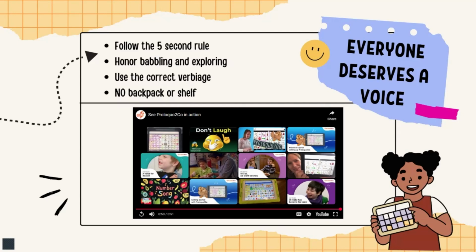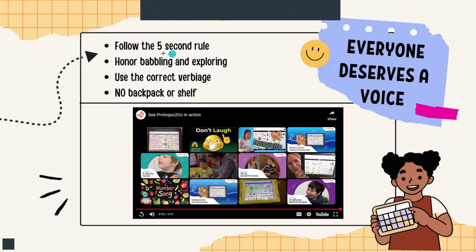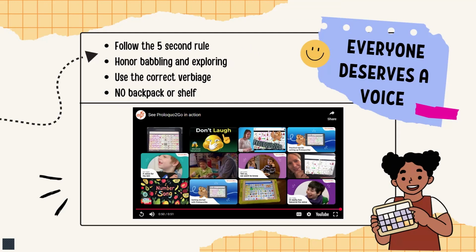So as you can see from this video, we're going to talk about four things. First, we want to follow the 5-second rule. This means that our students or children have access to their device at any time. It is no further than 5 seconds away from them, not in a backpack, not on a shelf. It is within their reach.